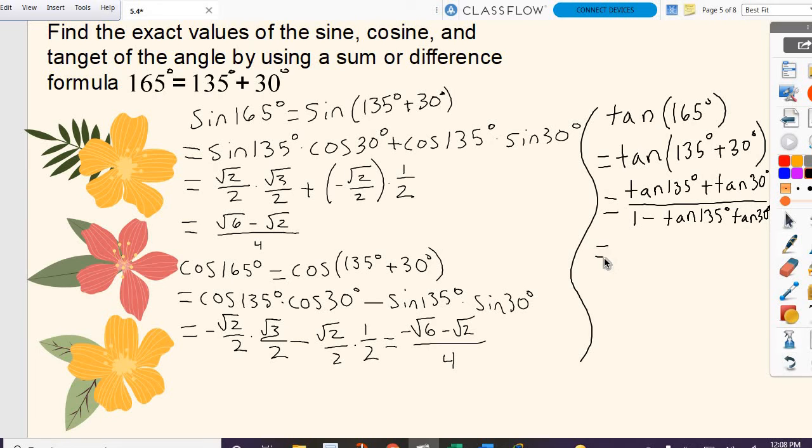Well, is tangent on our unit circle? No, but what can we use from our unit circle to find tangent? Sine over cosine. So what is tangent of 135 degrees? Negative 1. So notice that both sine and cosine are square roots of 2 over 2. But since cosine is negative, tangent will be negative 1. What is tangent of 30?